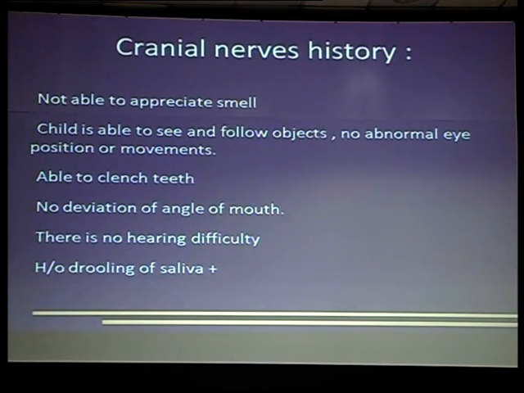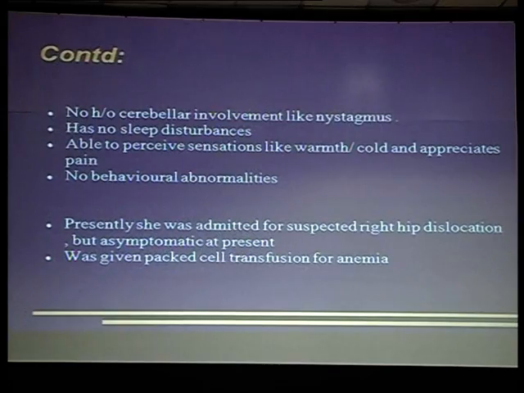Cranial nerve history: the child is not able to appreciate smell. The child is able to see and follow objects, and no abnormal eye position or movements were noticed by the mother. She is able to clench her teeth, and there is no deviation of the angle of the mouth. There is no hearing difficulty. She has a history of drooling of saliva.